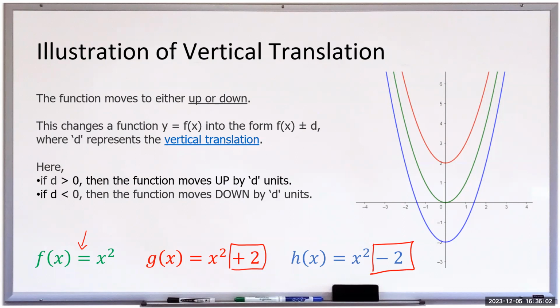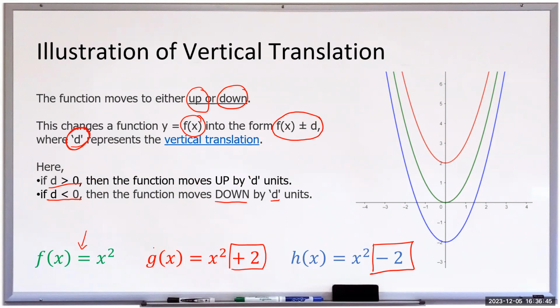Okay? So if we are talking about vertical translation, our graph either moves up or moves down. And the change of this function is represented by the value of d. Okay? So from f of x, our transformed function is of this form, f of x plus or minus d. Okay? So if d is greater than 0, then the function moves up by d units. If d is less than 0, meaning negative, the function moves down by d units.